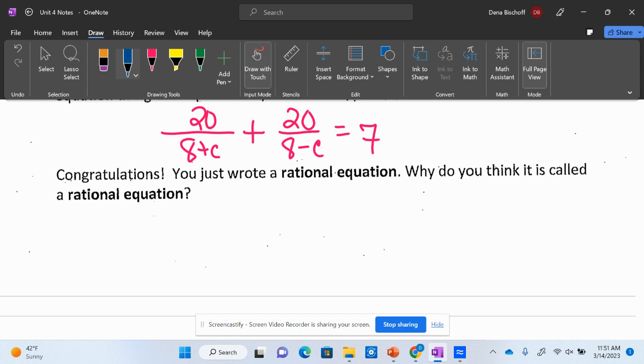Rational numbers do have fractions and decimals, right? So the definition of a rational number, when you guys learned about rational numbers, is that it's any number that can be written as a fraction. So if we have a rational equation, this means any equation that has a what in the denominator?